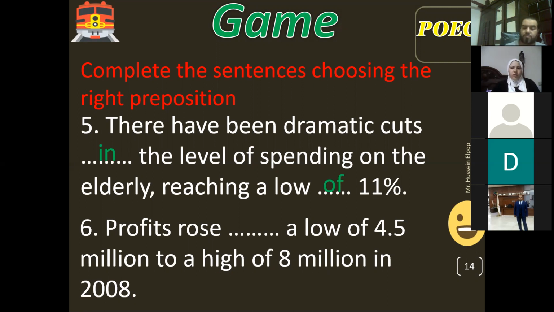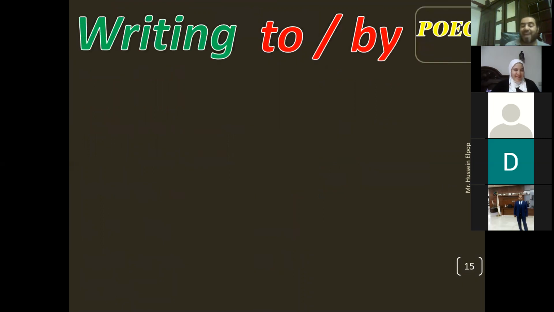To or into? You forgot to. From a low to. I didn't change the color in order not to help you. Yes, that's a trick. That sounds clever. Okay, so now I would like you to use to or by.